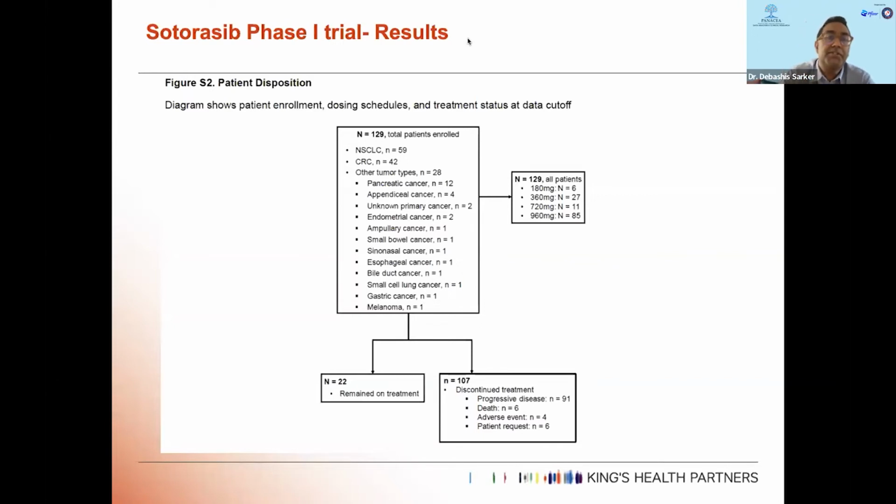So 129 patients enrolled, the majority of which were non-small cell lung cancer, colorectal cancer, but a variety of other tumor types. Okay. At the time of reporting, data cutoff, 22 remained on treatment, but the majority had discontinued treatment because of progressive disease. And there you also get, of those patients who went on, the split between the individual groups. And again, you can see that the numbers are quite large, even across the smaller dose cohorts, implying that a lot of these were expanded quite significantly, perhaps even in dose escalation.